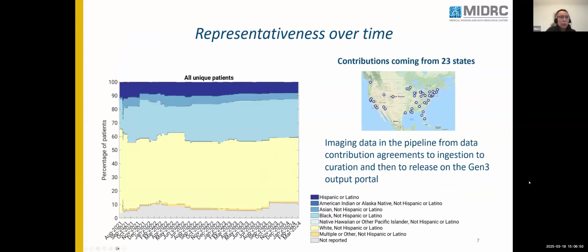This slide shows the MIDRC data representativeness over time. MIDRC data contributions are coming from 23 states across the US. Image data in the pipeline starts from data contribution agreement to ingestion to curation and then to release on the Gen3 output portal. Next, please.